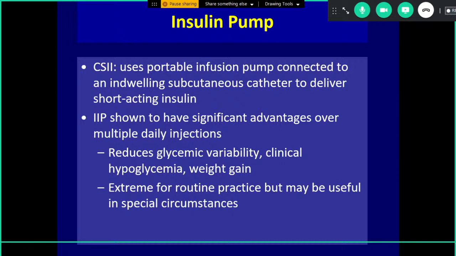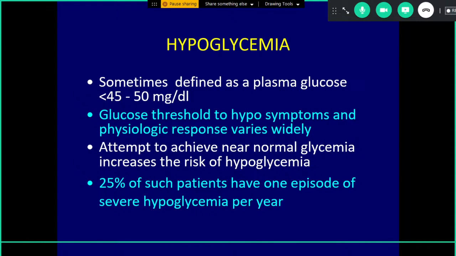So there are lots of good things happening with technology, but technology is not cheap. Clearly, continuous subcutaneous insulin infusion, or CSII, is something which brings tight control and reduces glycemic variability. And I think it is a useful addition, but it's obviously not available for everybody. I'm going to wind up with two segments, which are the acute metabolic complications, hypoglycemia and diabetic ketoacidosis.